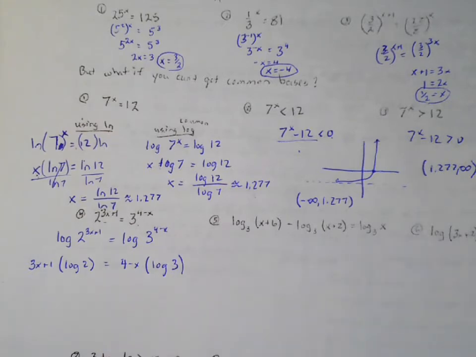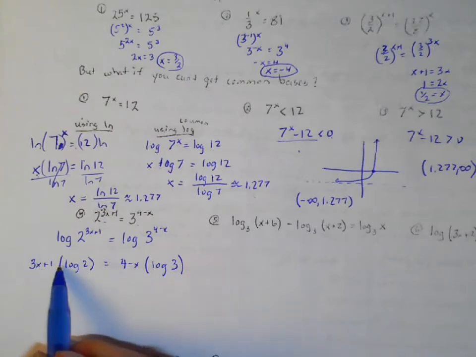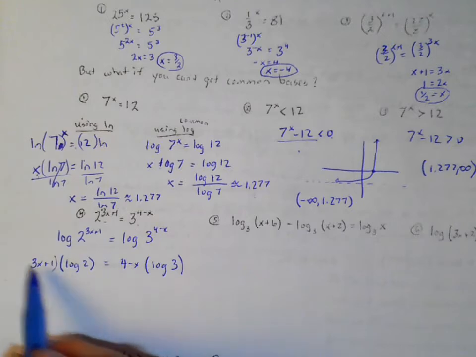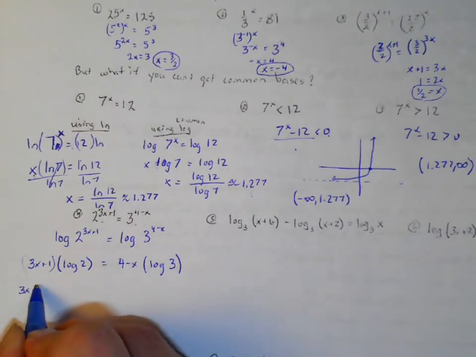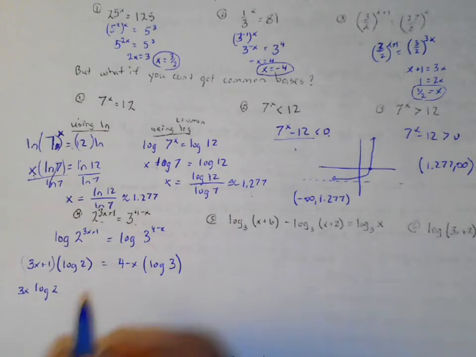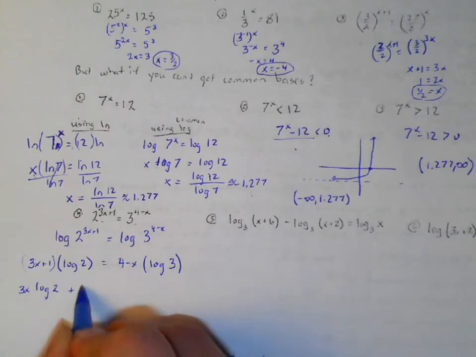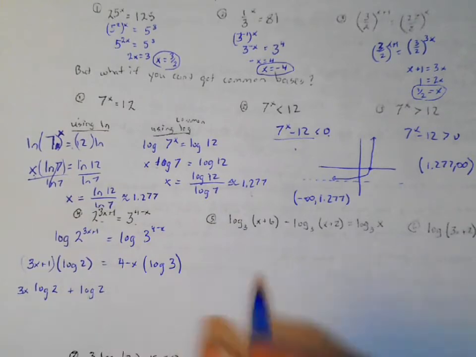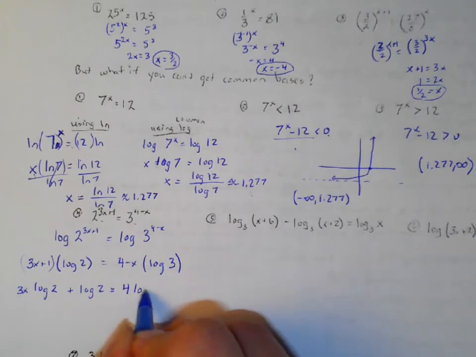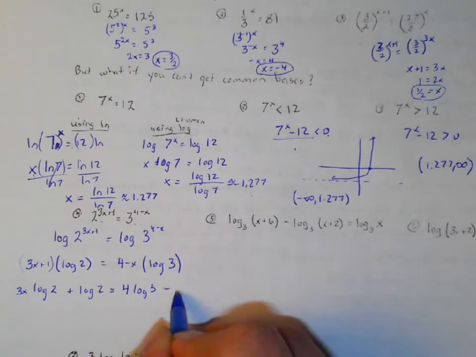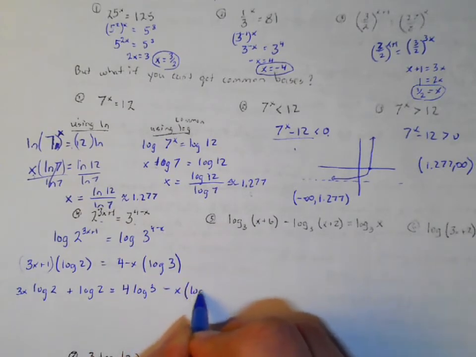Okay, now I'm going to use the distributive property. If I take this times this, this is 3x times the log of 2 plus log of 2 times 1. Same on the other side: 4 log of 3 minus x log of 3.